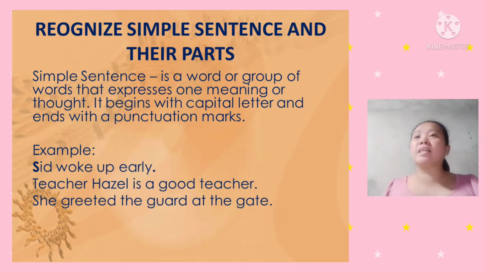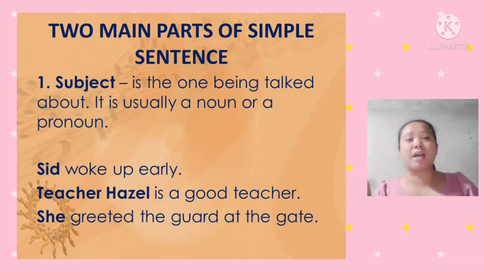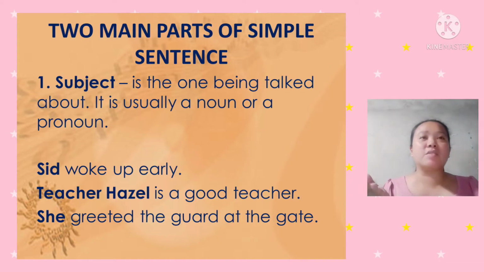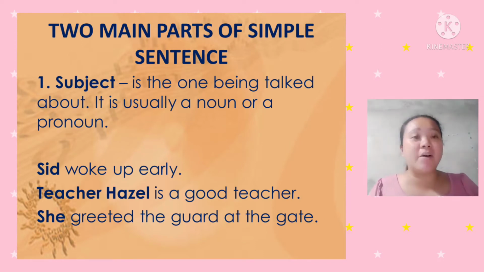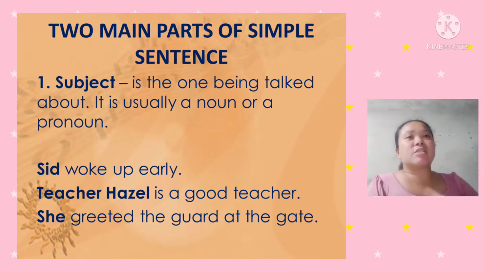And the simple sentence has two main parts. We have the subject and predicate. Again, the subject and the predicate. And then, what is a subject? A subject is the one that being talked about, and it is usually a noun or a pronoun. Okay po? Again, a subject is the one being talked about, and it is usually a noun or a pronoun.